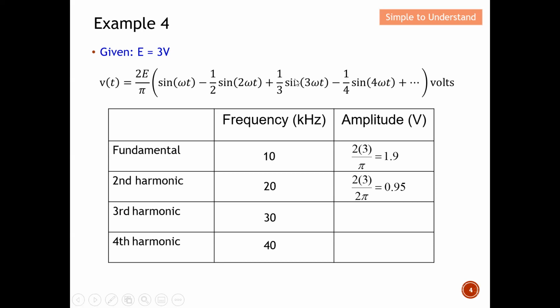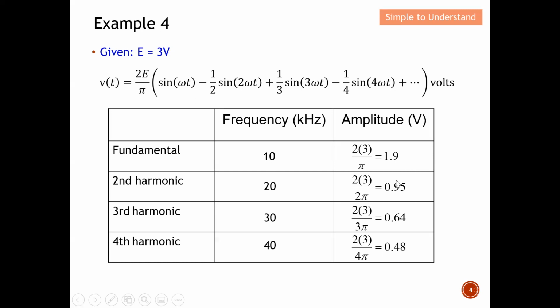Likewise for the third harmonic. From this equation, I can see that it's 2E over 3 pi. So I can do 2E, where E is 3 volt, over 3 pi. I punch my calculator, and I should be able to get 0.64 volt. Finally, for the fourth harmonic, I can see that it's simply 2E over 4 pi. So I can punch 2E over 4 pi into my calculator, which results in the fourth harmonic having an amplitude of 0.48 volt.